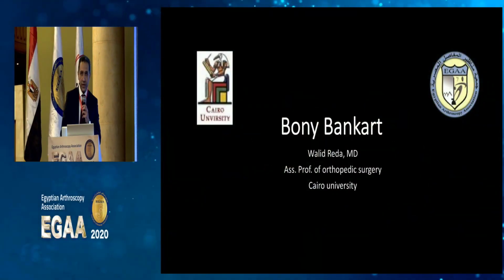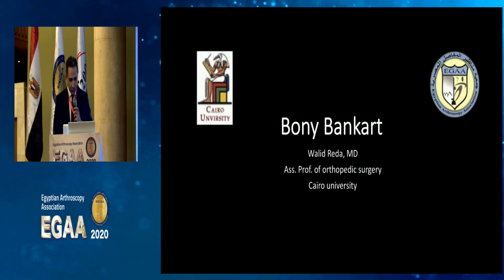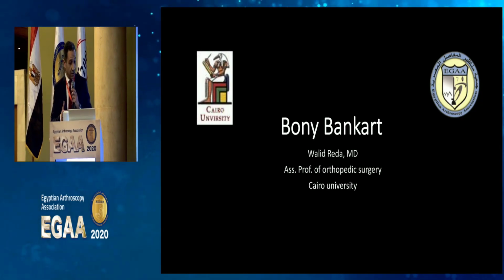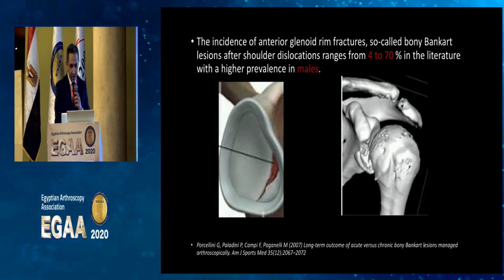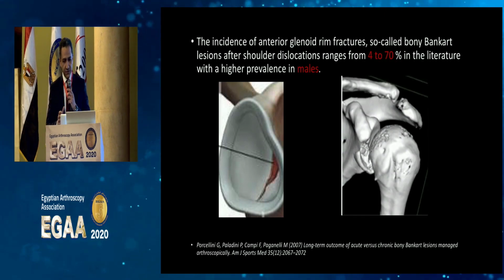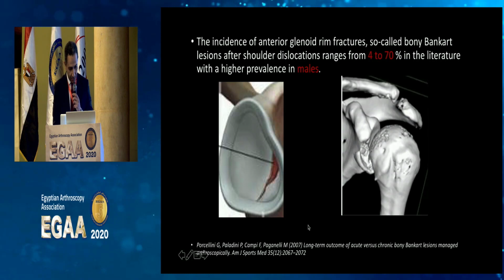Good morning. Today I am a continuation of the previous talks. I will talk about the bony Bankart, which is something the more you look, the more you will find. The incidence of anterior glenoid rim fracture, which is a bony Bankart, varies greatly in the literature. It varies from 4 to 70%, and there is a high prevalence in males.